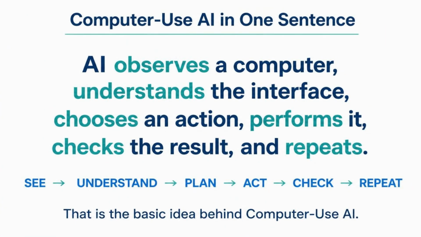If you remember only one thing from this video, remember this. Computer use AI is not simply an AI that generates text. It is an AI system that connects understanding and reasoning with interaction. It observes a computer, understands what is happening, chooses an action, performs that action, checks the result, and then decides what to do next. In one simple line, see, understand, plan, act, check, repeat. And that's the basic idea behind how computer use AI actually works.